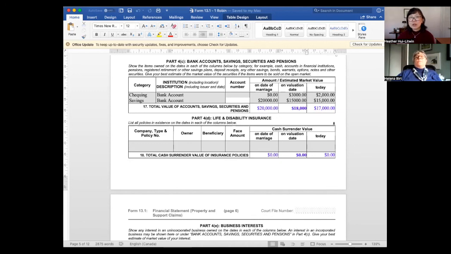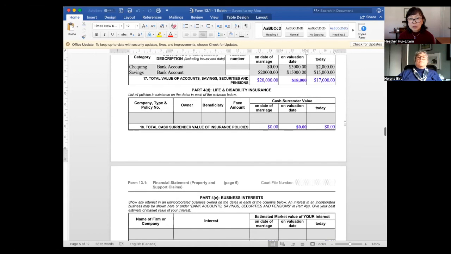And then of course, line 17, basically just add up these numbers and then you get the date of marriage value, the valuation date value, and today's value. So this is pretty straightforward, right? This part, yeah, I would say. Okay, so let's move on.